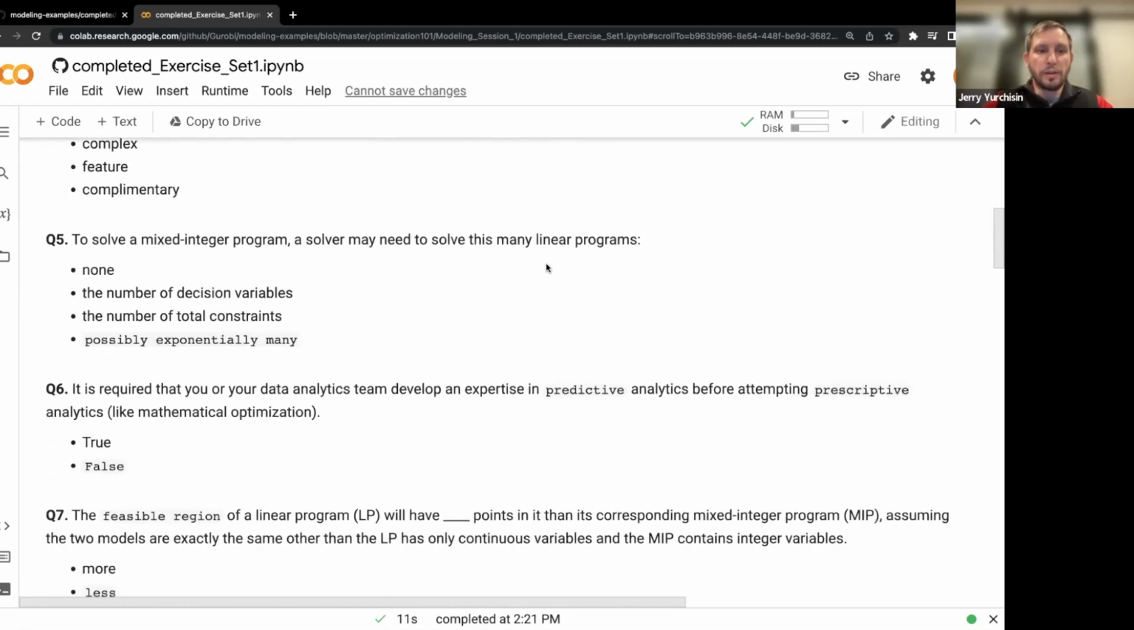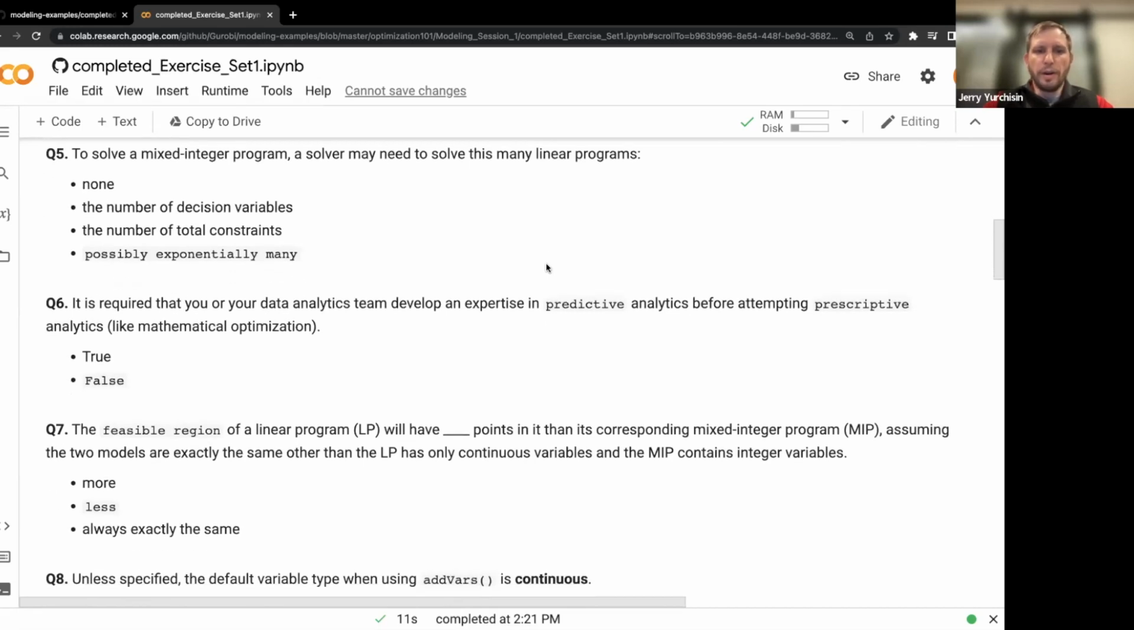Question 5, to solve a mixed integer program, a solver may need to solve this many linear programs. This is something that Hassan talked about in his talk, and this is why solving mixed integer programs can be very difficult: you can possibly solve exponentially many linear programs to get a solution to a mixed integer program. He did a great job of showing that visually and explaining why that's the case. That's why, sometimes, MIPs, even with great solvers, do take a while to solve, and that's just the nature of the problem type.